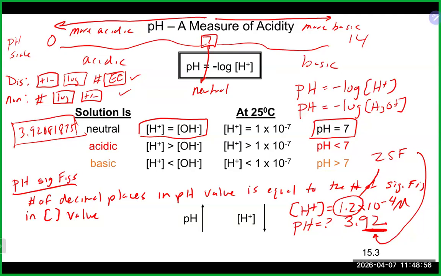So you're going from significant figures to decimal places as you go from concentration to pH. By the way, we'll talk about going backwards, and if you go backwards, then you're going from decimal places to sig figs if you're going back to concentration. This obviously would be acidic in this case, yeah. Any questions on that there?